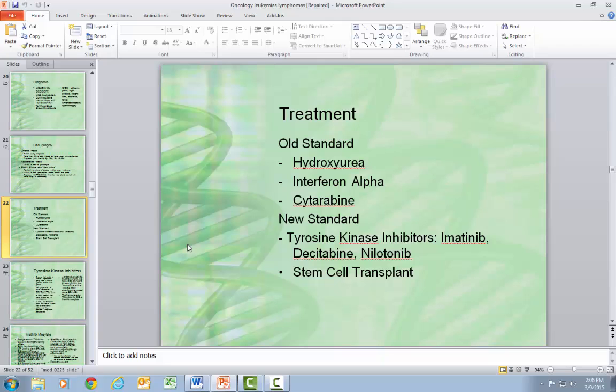From tyrosine kinase inhibitors, you could use imatinib. You could also use decitabine or nilotinib. In addition, you could use, for example, dasatinib or nilotinib. Those tyrosine kinase inhibitors are dramatically effective in achieving complete clinical and cytogenetic remission of the Philadelphia chromosome.